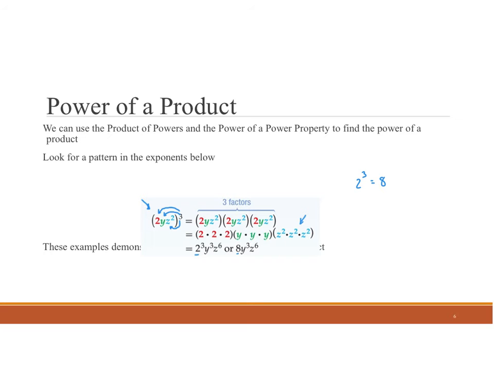So to write this out over here so you can see it clearly, I have 2yz squared cubed. Okay, so to multiply this in, I have 2 cubed. Y has a power of 1, so 3 times 1 is y cubed. And then 3 times 2 is z to the 6th. And you get the exact same thing.